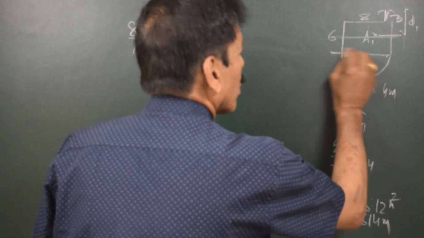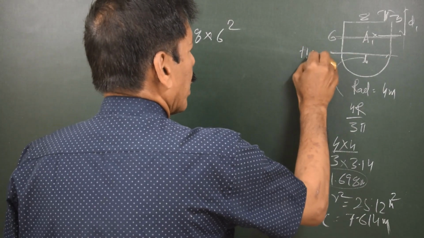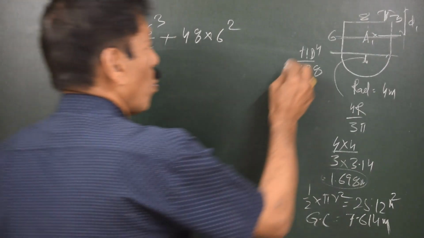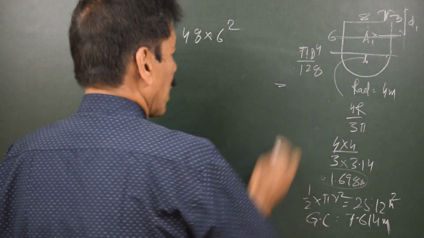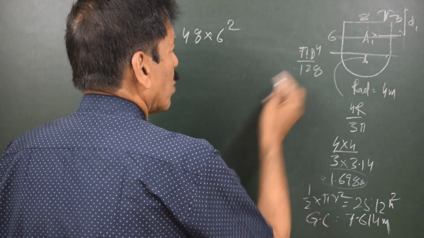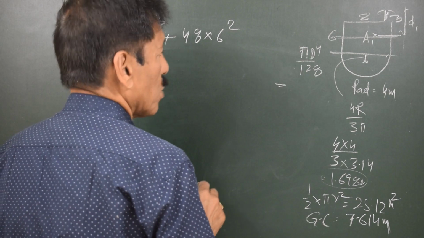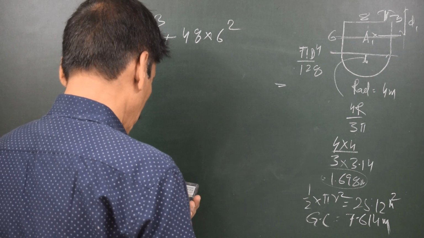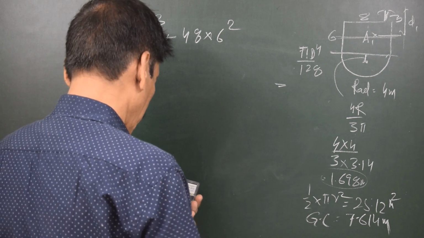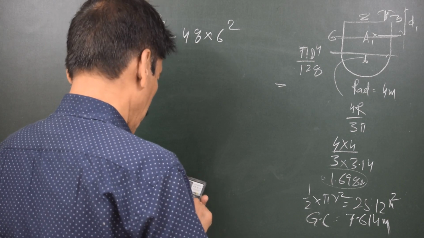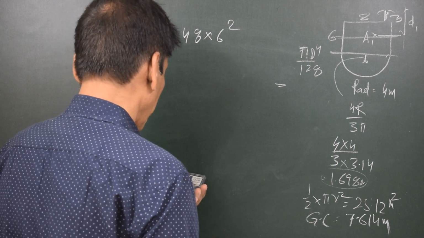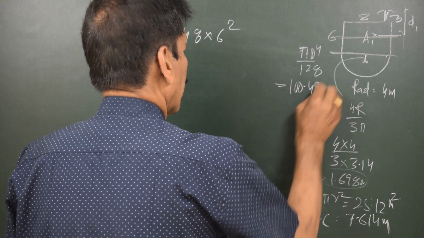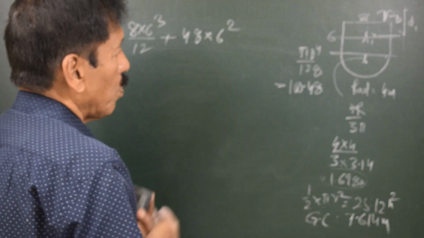Now, I was telling you the interesting part of a situation where the semicircle is below the rectangular area. Moment of inertia about the diameter we know is pi d raised to 4 upon 128, right? Let us find out how much this is. D is 8 meters, right? So 3.14 into 64 into 64, divided by 128, gives me 100.48 meter raised to 4. So that is the moment of inertia about the diameter.